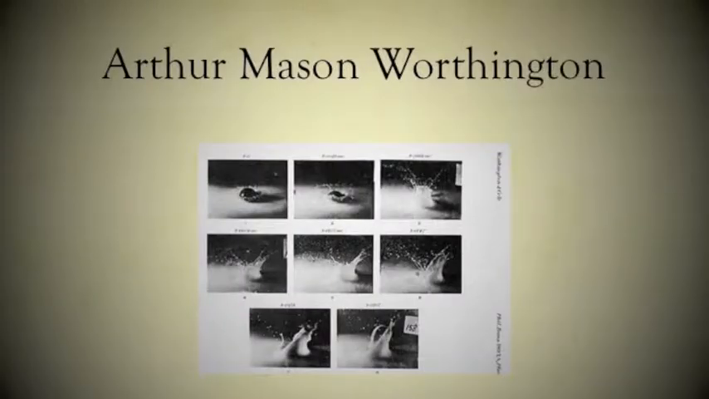Our journey to the study of the physics of these problems starts with this man, Arthur Mason Worthington. He was born on the 11th of June in 1852 in Manchester, England. He's best known for his work in the physics of splashes. He was a pioneer in using high-speed photography, and his most well-known work, A Study of Splashes, was published in 1908. This image here is from that book.